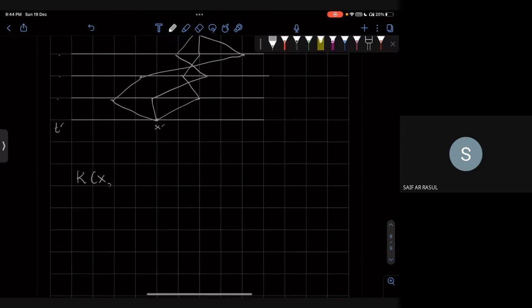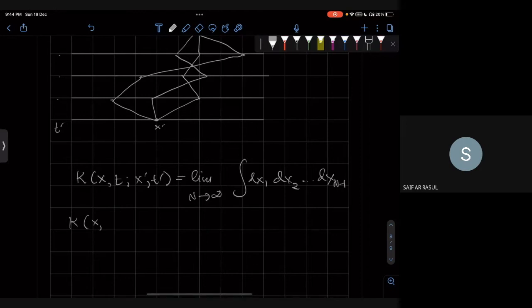k of x t x prime t prime is going to be the limit n goes to infinity of the integral d of x1, d of x2, dot dot d of xn minus 1, and there's this tiny interval, like propagators for these tiny time intervals, k of xn minus 1, tn minus 1, x of n minus 2, tn minus 2, dot dot dot, k of x1, t1, x prime, t prime, okay?